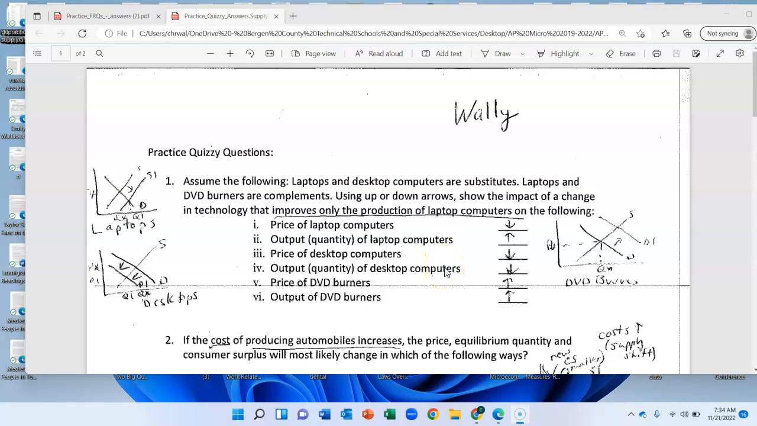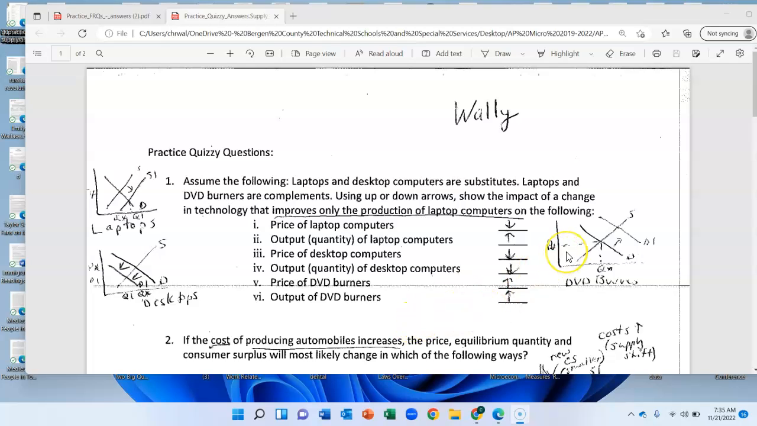What happens to the price of desktop computers? Well, if desktop computers are substitute goods, what happens to the price? We know that everybody is looking to get more laptops because the price is lower. As a result, if people are buying more laptops, they're buying fewer desktops. We see a decrease in demand, a shift in demand, because this is now the price of laptops affecting the demand for desktop computers. We're seeing a decrease in the price of desktops and a decrease in the quantity of desktops.